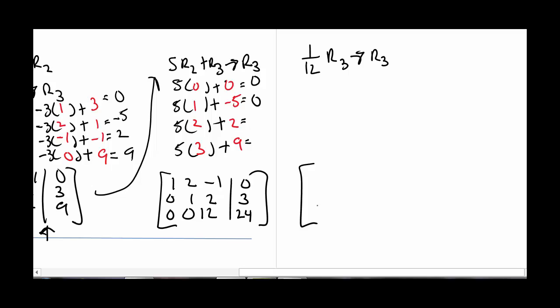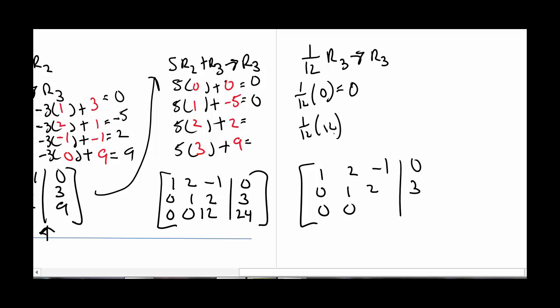Now, row 1 and row 2 didn't change at all. And row 3, all right, so I got 1/12 times 0, which is 0. And that actually shows up twice. I got 1/12 times 12. Okay, well, that's just 12 over 12. That's just 1, which is the whole reason why I did this. And then I have 1/12 times 24. Well, 12 goes into 24 twice, so it's just 2 times 1, which is 2.